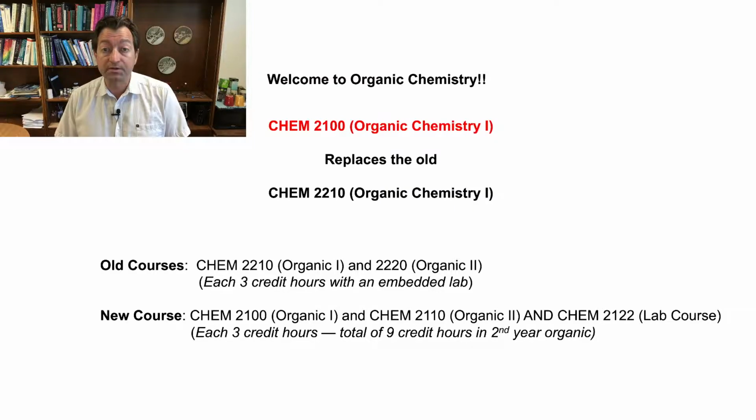And so the old courses in the old program used to be Chem 2210 or Organic 1 and Chem 2220, Organic 2, and each of those two courses had a lab embedded as part of their 3 credit hours. What we've done in the new program is we've split that out into a 3 credit hour lab course. So we now have the new Chem 2100, this course. That'll be followed by Chem 2110 or Organic 2. And as part of that, it'll be Chem 2122, the new lab course, each with 3 credit hours and now 9 credit hours of second year organic.